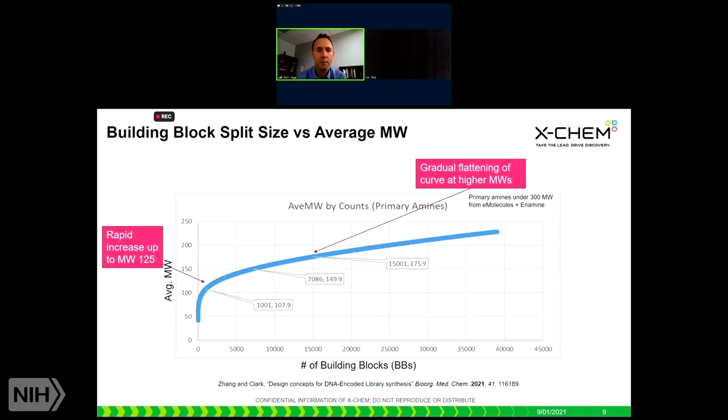This slide is showing primary amines that are available from eMolecules and Enamine that are under 300 Daltons for molecular weight. On the x-axis is the number of building blocks, so this would be your split size. We go from 0 all the way to 40,000 building blocks. And on the y-axis, we have average molecular weight.